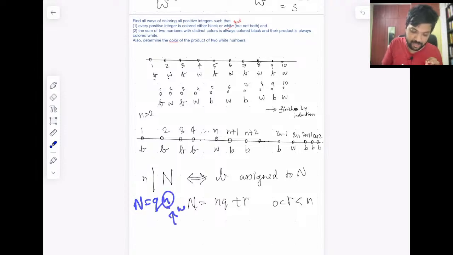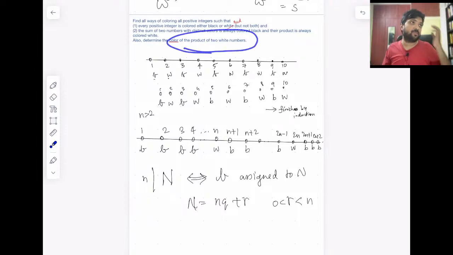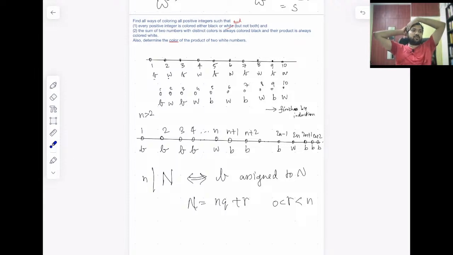The product must be white. So I think we really have to prove the product of two whites is white somehow. It reduces down to proving the product of two whites is white. The problem is solved, right? So how do we prove the product of whites is white? This looks like an ideal condition, ideals. What is the product of white is white?